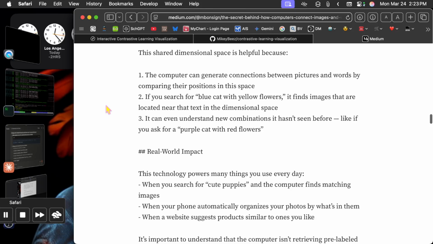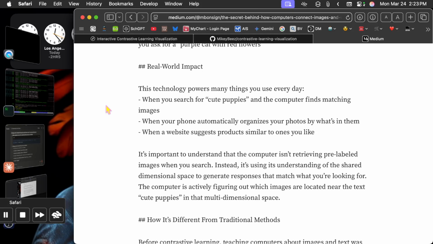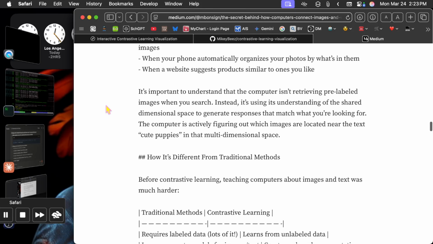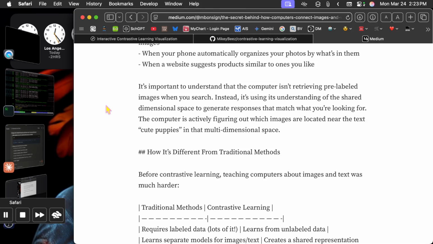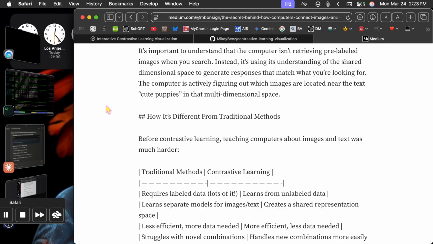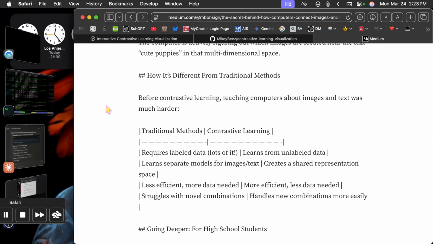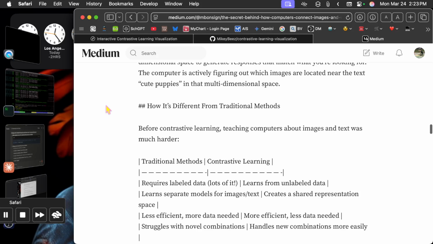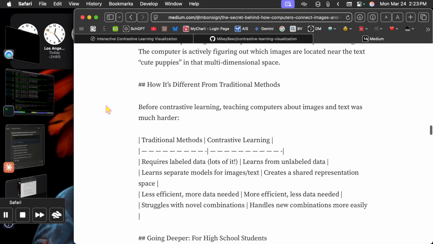Real-world impact. This technology powers many things you use every day. When you search for cute puppies and the computer finds matching images, when your phone automatically organizes your photos by what's in them, when a website suggests products similar to ones you like, it's important to understand that the computer isn't retrieving pre-labeled images when you search. Instead, it's using its understanding of the shared dimensional space to generate responses that match what you're looking for. The computer is actively figuring out which images are located near the text cute puppies in that multidimensional space.